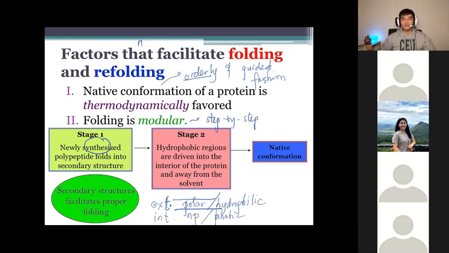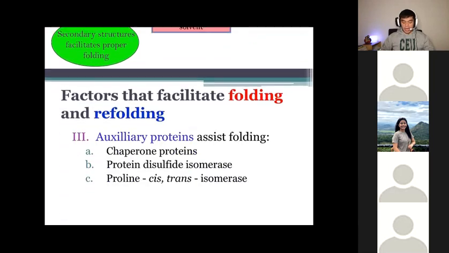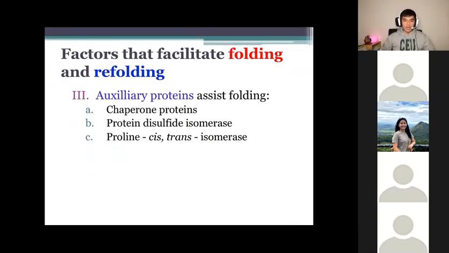That's why you have to familiarize yourselves once more on the amino acids na may polar and non-polar side chains na tinackle natin sa lesson 1. Until such time that native conformation will then be achieved. Ito ba yung ultimate goal ng folding? Yes. Kasi para ma-render nga ang protein na functional. Okay, na functional. Can we proceed on this slide, guys?